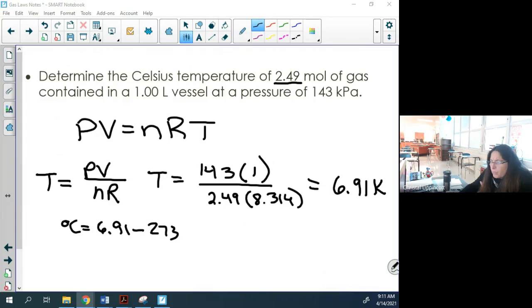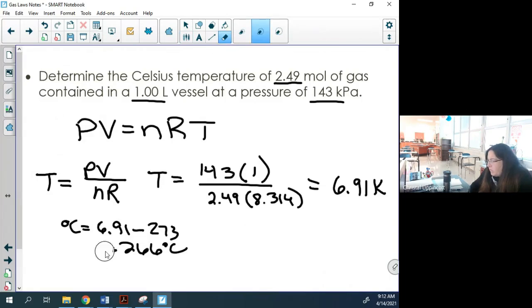So to convert it to Celsius, it's minus 273. Yep. I got negative 266. Yep, that's what I got. I don't need the 0.09 though. You just need 3 sig figs. That's what I thought. Okay. So negative 266 is what your answer should end up being.